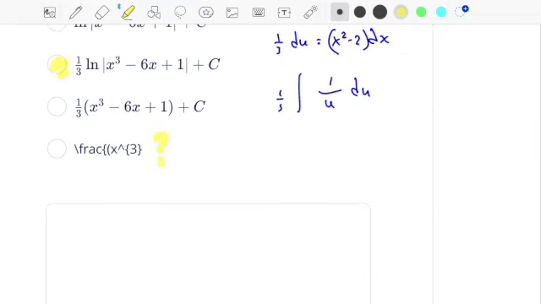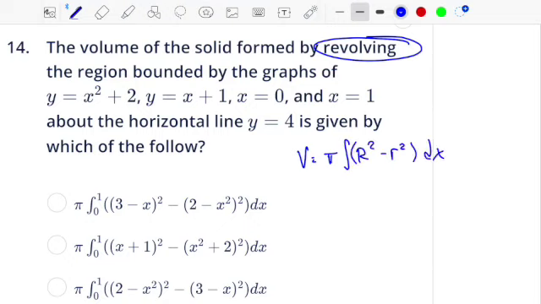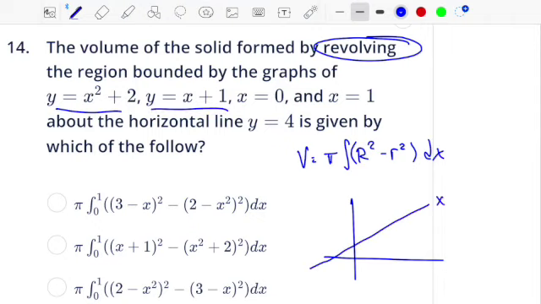Volume of a solid formed revolving the region bounded. Okay, so I'm thinking the volume of rotation. We are rotating, revolving. That's pi times the integral of outer radius squared minus the inner radius squared dx. Now we have x squared plus 2, x plus 1. We know what that looks like. x squared plus 2.